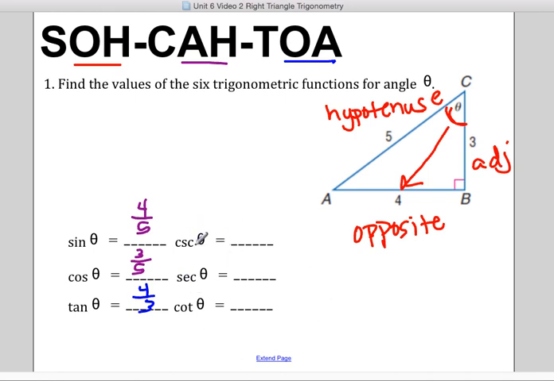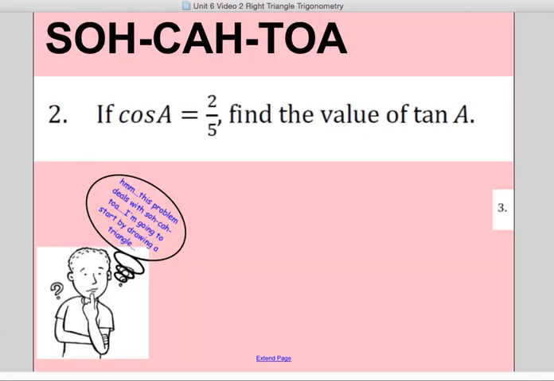Now, all of these are my reciprocals. So cosecant's the reciprocal of sine. So sine was 4 over 5, so cosecant is 5 over 4. Cosine was 3 over 5, so secant is 5 over 3. And tangent was 4 over 3, so cotangent is 3 over 4. So those are my 6 trig values.